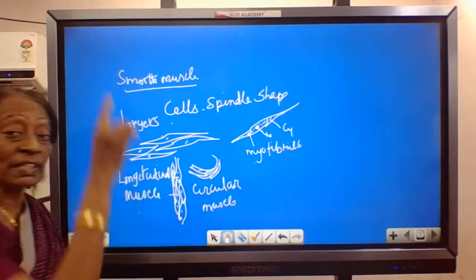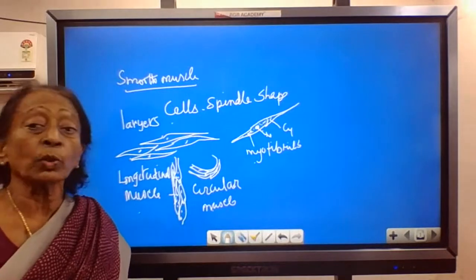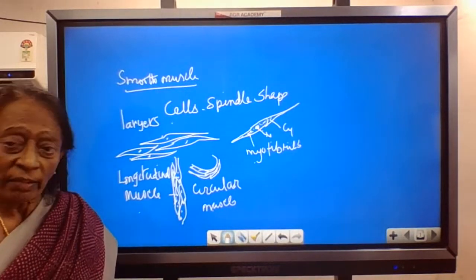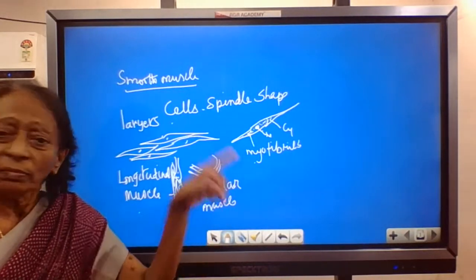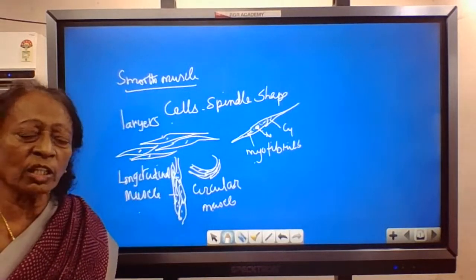Now this is the first chapter. The wall of the digestive tract has got 4 layers. This is one of the major NEET questions. Is there a diagram question? They'll give the diagram, label it. It's a famous question. The wall of the entire gut has got 4 layers.